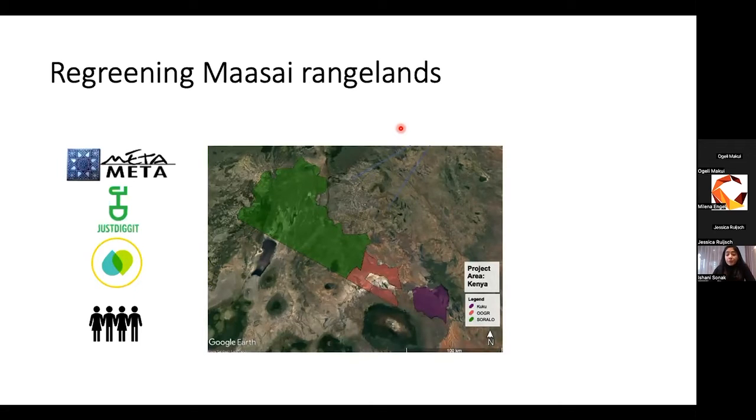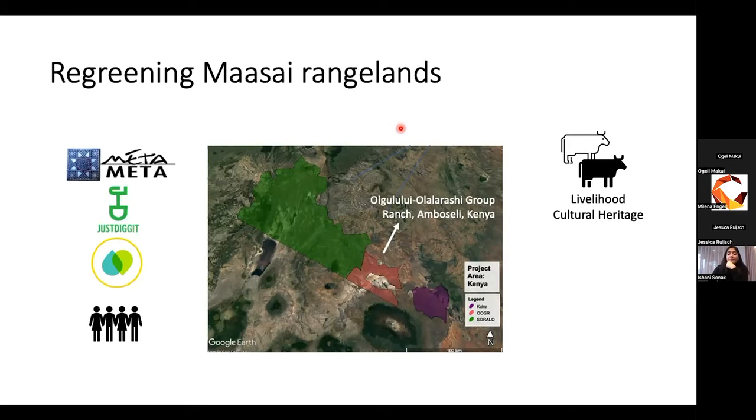But for this particular study, to understand the changes in vegetation cover, we focused on the Ogali Makui Group Ranch, OOGR, in Amboseli, Kenya, as the implementation of efforts had been taking place since 2019. And we also looked at SORALO in the green area, where the implementation was still happening in the last year.